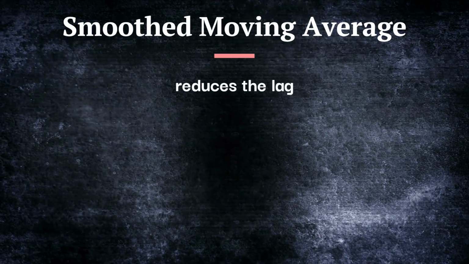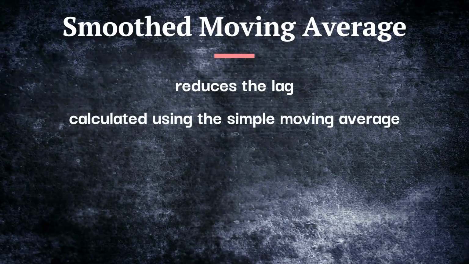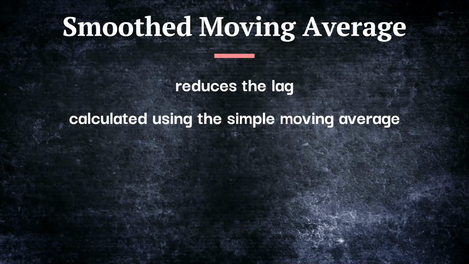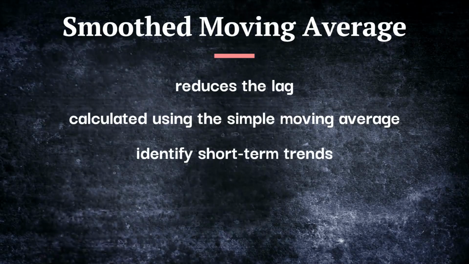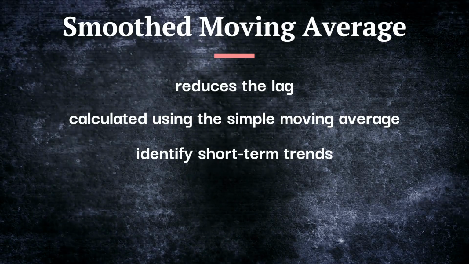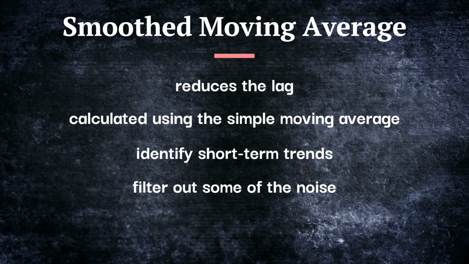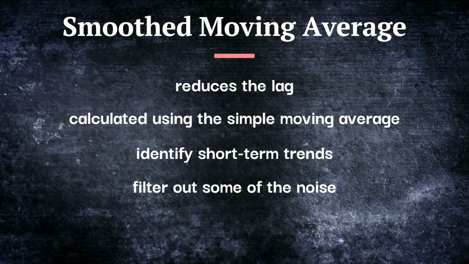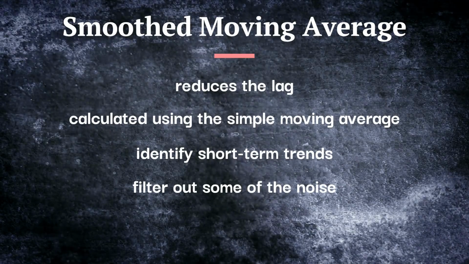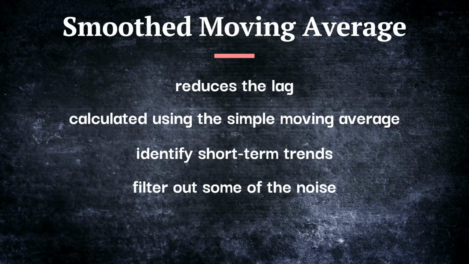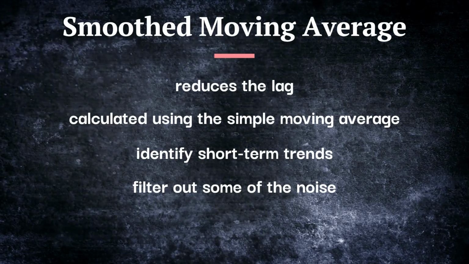Because it takes into account the previous period's moving average, it can more accurately reflect the current trend. This can be useful for identifying short-term trends and making more timely trading decisions. In addition, the smoothed moving average can help to filter out some of the noise that is present in the underlying data. By smoothing out the line, it can provide a clearer picture of the underlying trend, making it easier for traders to make more informed trading decisions.